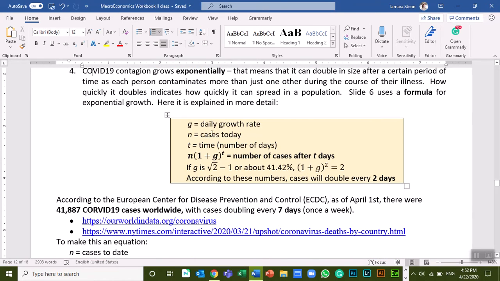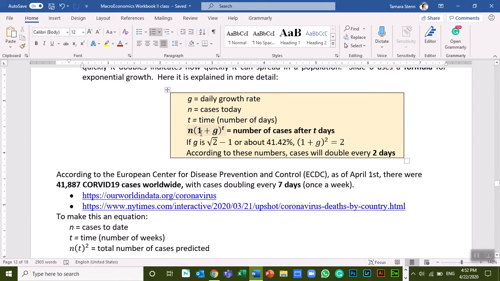So here we have our formula. G is our daily growth rate, N is the number of cases at a particular time, and T is the time. So it's N times the quantity 1 plus G, to the T. That's how many cases after T days. If G is the square root of 2, or 0.42, then 1 plus G squared is 2. So according to these numbers, cases will double every 2 days.